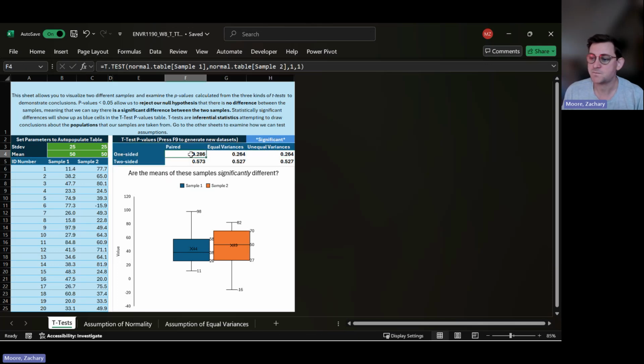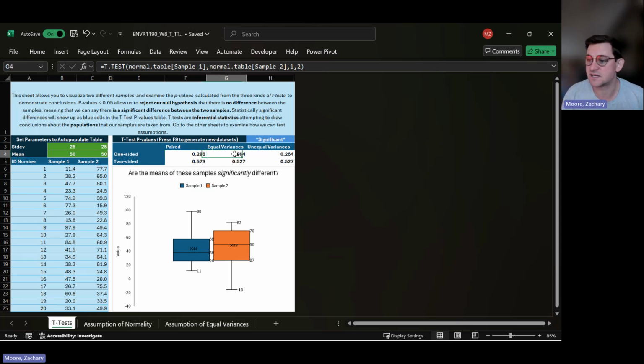And so what the t-test gives you is a p-value. And as we discussed in class, the p-value is the probability that your null hypothesis is true. What this means is that you have to know what your null hypothesis is. And that in most cases when we're doing statistical tests, our null hypothesis is that nothing is happening. There's no difference between these two things.